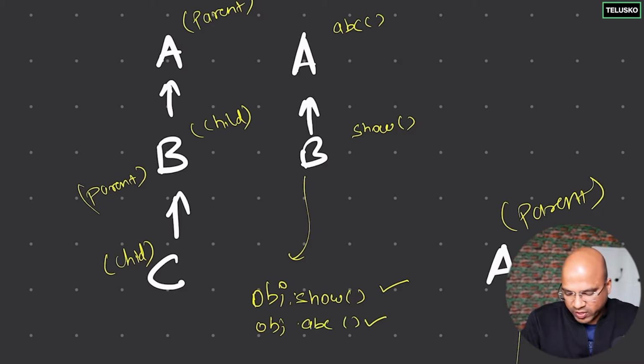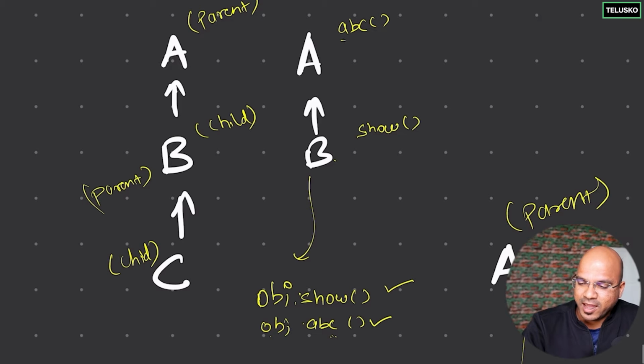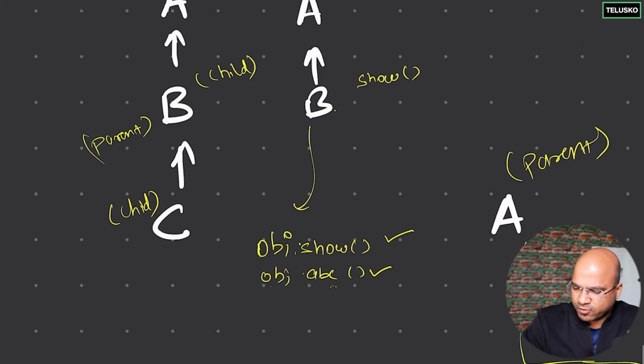But what happens when you say obj.abc is that it will try to search for it first in the B class. In B class, we don't have it. So it will say, okay, I don't have that method. Maybe my parent class will have it. So it will go to A, checking, hey, do you have abc? Parent will say, yes, I have. Now in this case, it will work. The same thing is applicable for C as well.